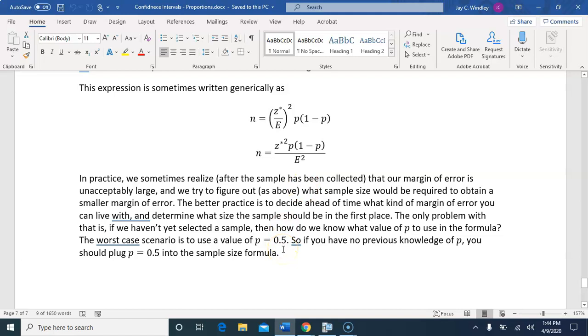So that's how we do problems when we're doing a confidence interval for a population proportion. Make sure you watch the next video, which is constructing a confidence interval for the population mean.